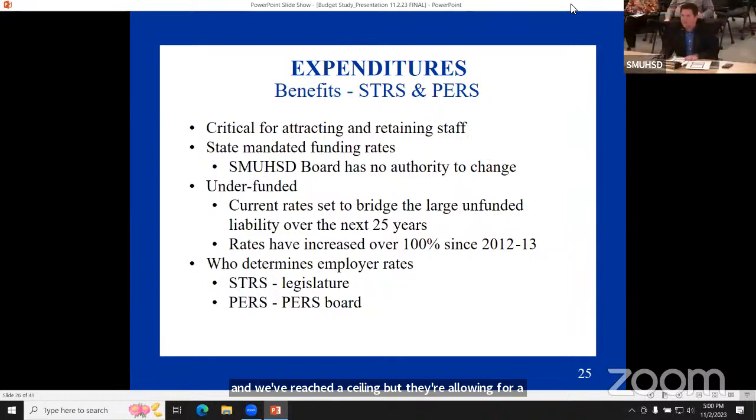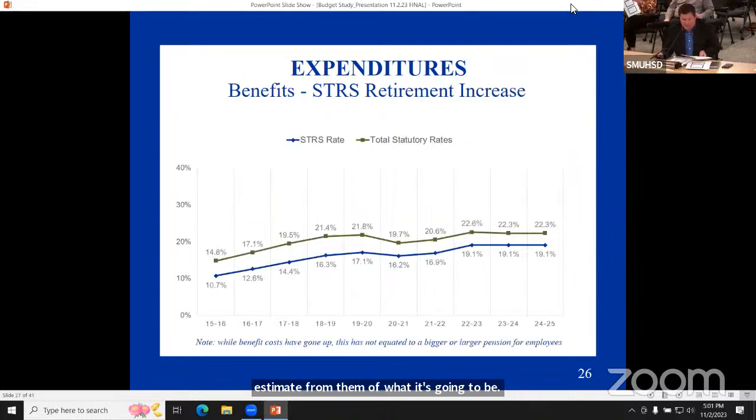Okay. And so the last thing is who determines the employer rates? For STRS, it's the legislature, with the exception of the 1% that the STRS board now has the authority to increase. On PERS, it's completely different. The PERS board has full authority. So we find out in May, we have an estimate from them of what it's going to be, but we find out in May what the actual rate's going to be. And this is where we see it.